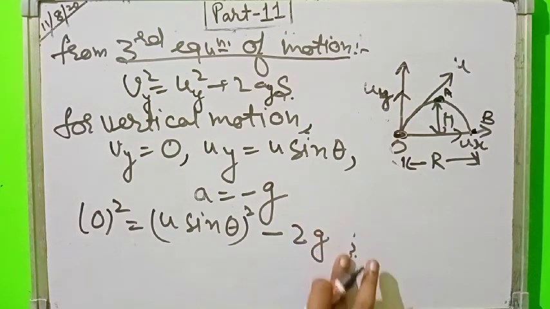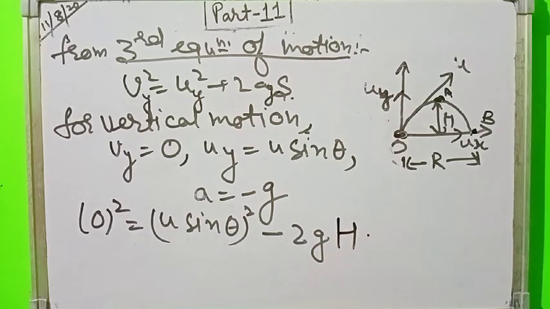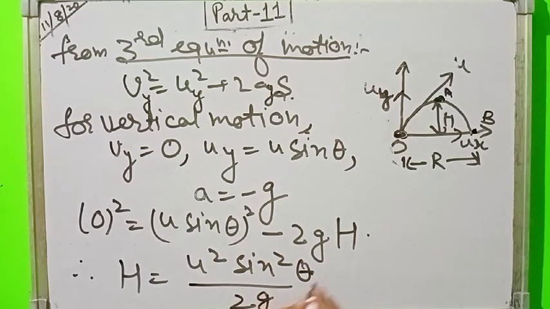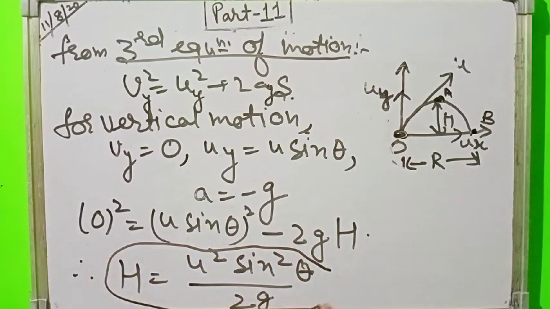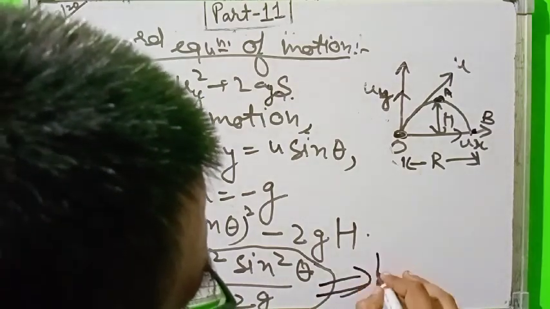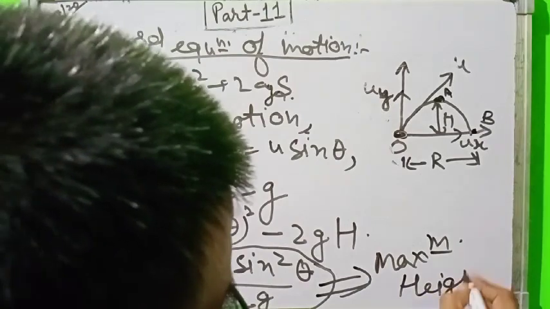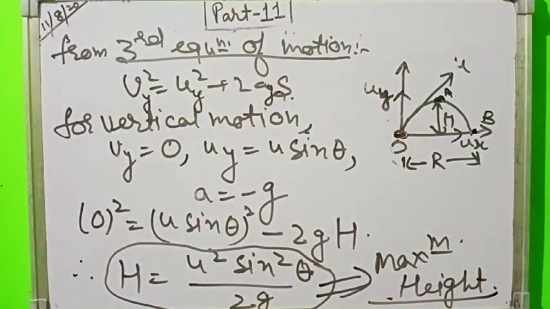Or you can say that this distance is equal to h, so 2gh, and from here h is equal to u square sin square theta upon 2g. This is the expression for maximum height.